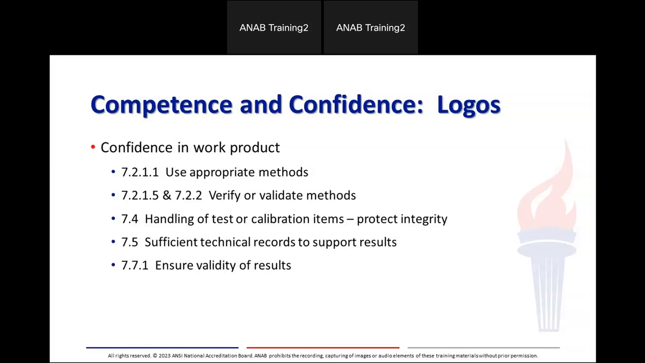Additional confidence requirements, as mentioned, are in section 7. Some of those requirements are listed here. I'm not going to go through all these requirements, but please note that all these requirements listed do contain elements to help ensure that items are handled and evaluated appropriately, that there are sufficient records to support the work conducted, and to ensure the results are accurate and reliable. All of this provides confidence that the final work product meets our management system requirements and meets our customers' requirements.